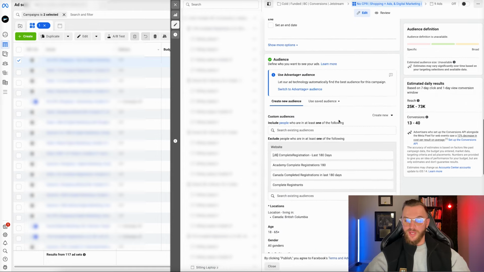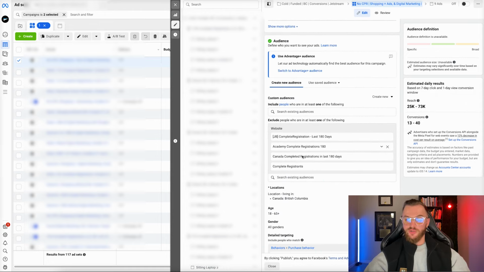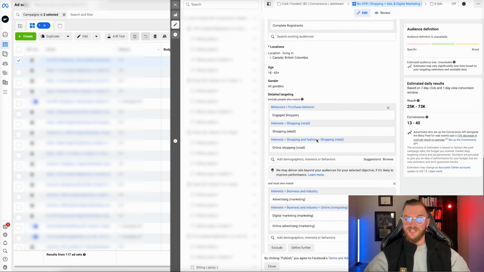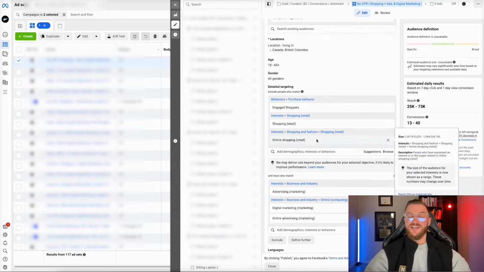If we scroll down here, we can see we had some exclusions as far as some past data of people that have converted and completed registration. We're doing broad targeting here, except for the detailed targeting. We have this stacked. So this is a different way to target as far as broad goes. What we're doing is giving Facebook some stacking of audiences to create a very large audience, but still more targeted.